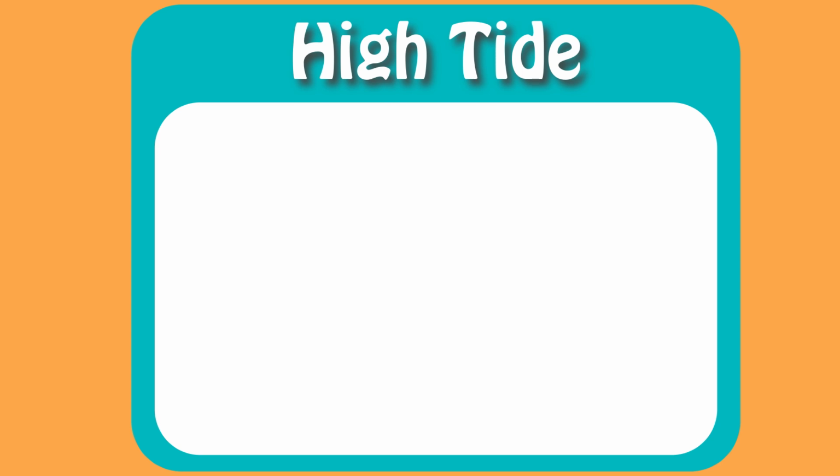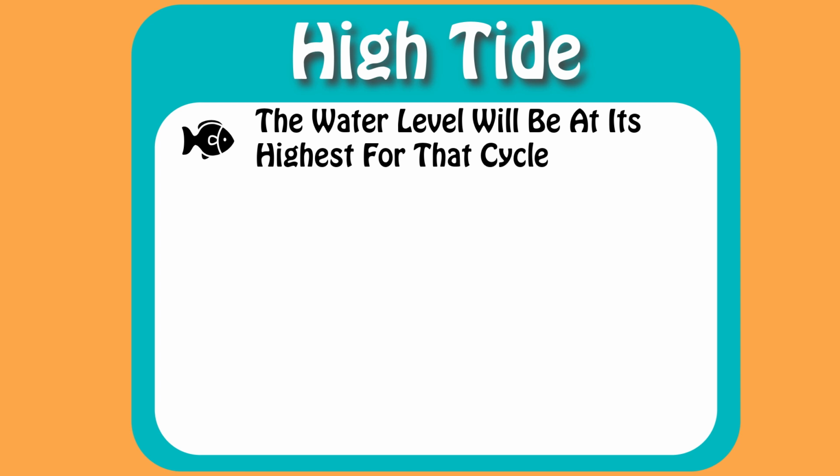The high tide phase of a tide cycle will mean the water has reached the highest point that it will get to for that current cycle at that particular venue.